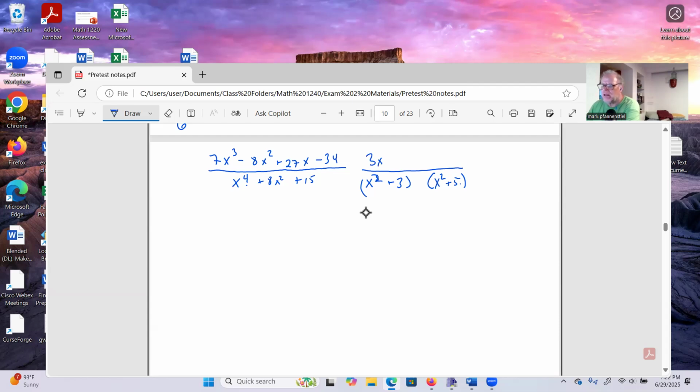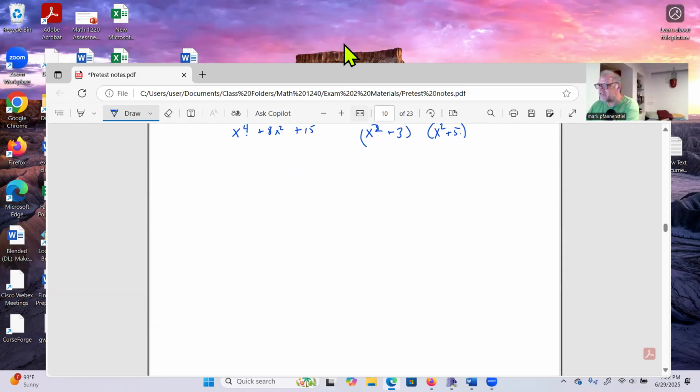So we have 7x cubed minus 8x squared plus 27x minus 34. And let's go ahead and go to it. So I've got two irreducible quadratics sitting here, okay? So that's what we have.